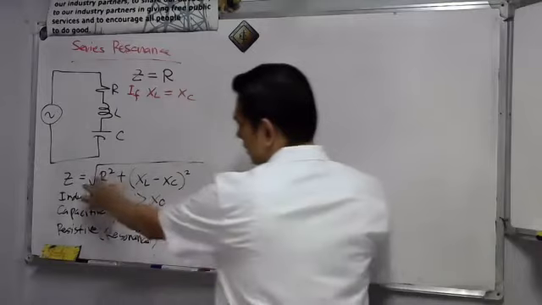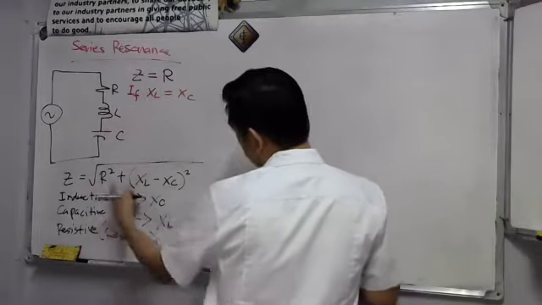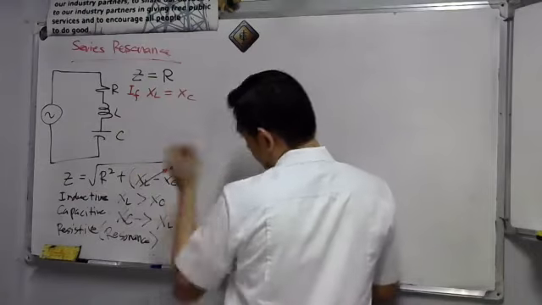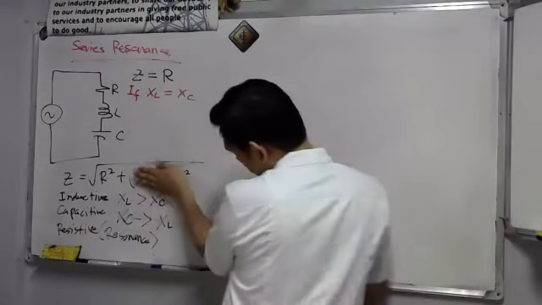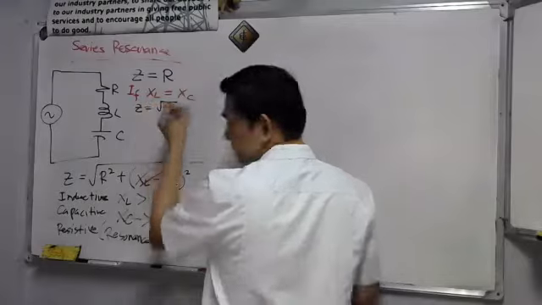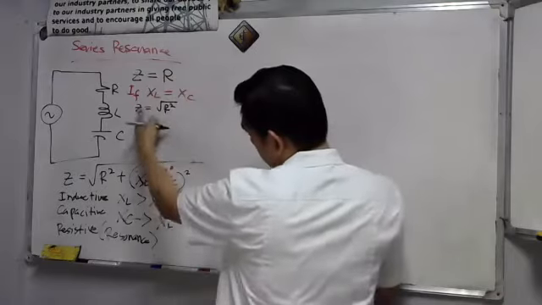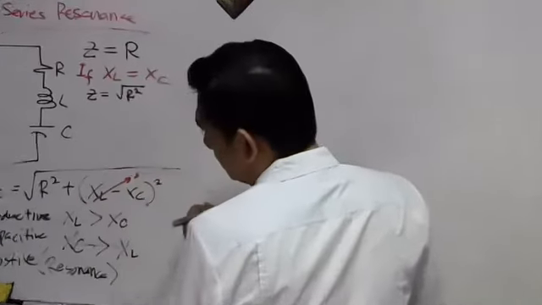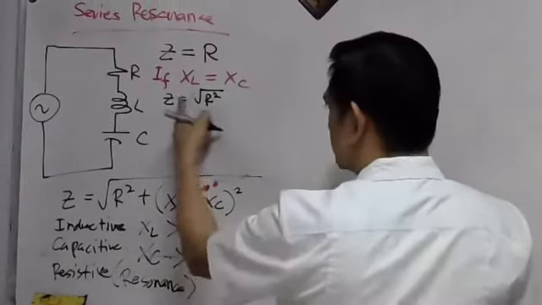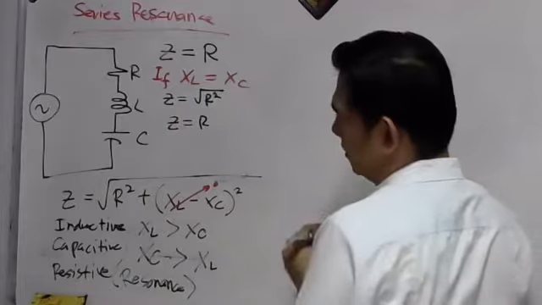So how is this? So we have this circuit, no? So we have here, take a look here. If X sub L is equal to X sub C, the square root of R squared. Okay? Paki-close up na lang natin dito. So, Z is equal to square root of R squared. Okay, so we have square root of R squared simply equal to R. There you are. Z will be equal to R.